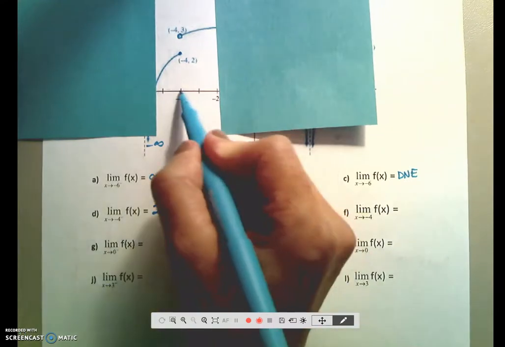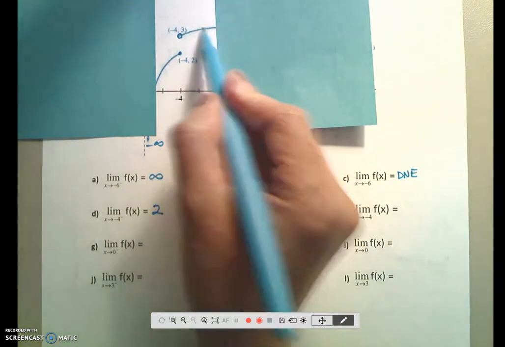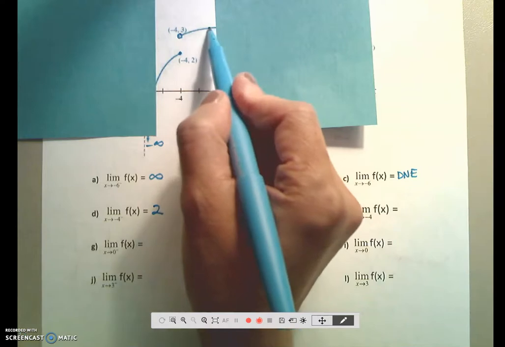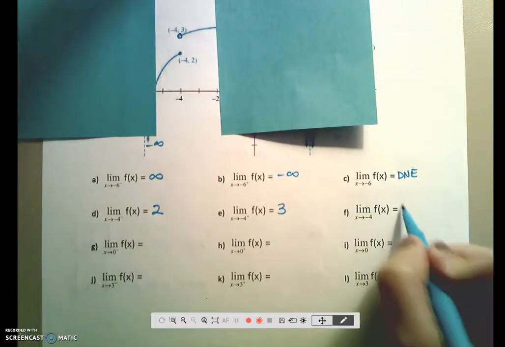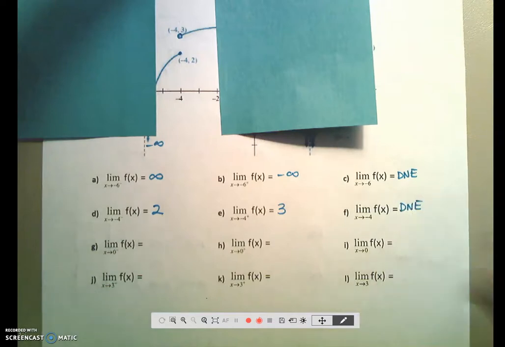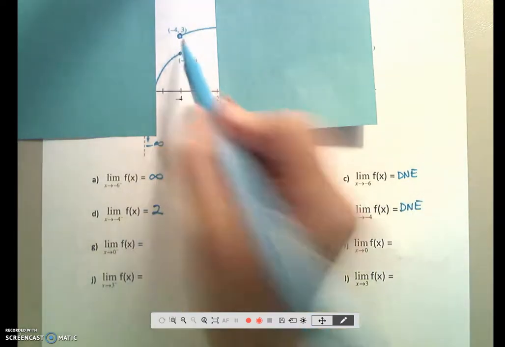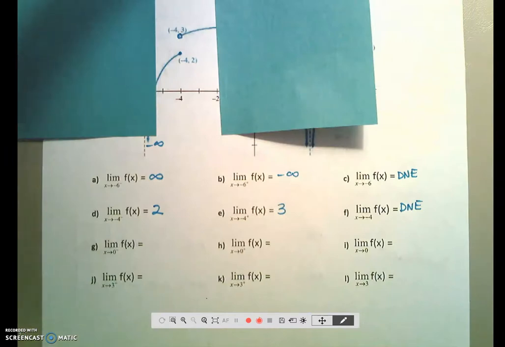If you want to head to -4 from the right side, you'd be on this road. And as I drive in towards -4, this one's taking me to 3. Are they the same? Nope. And you can see there's a big old jump in the graph. There's a gap. The left and the right sides are not taking you to the same place. You're like a block apart, okay?